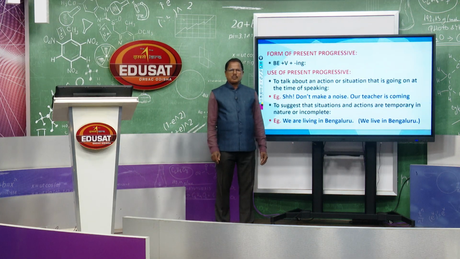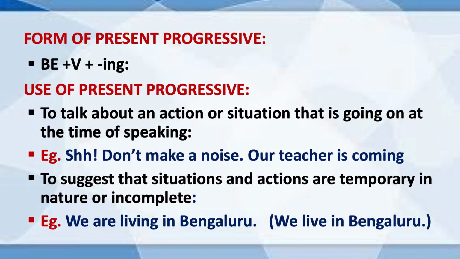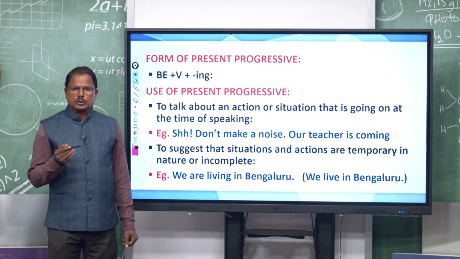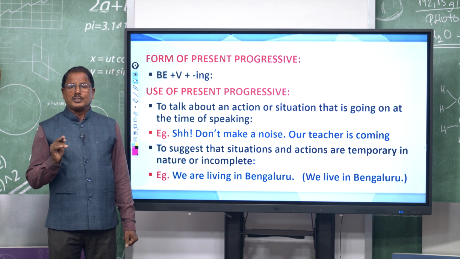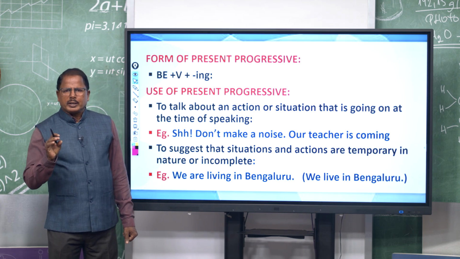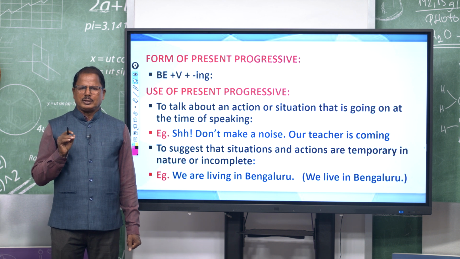You see the form of present progressive, be plus ing, be verb plus verb, that means be verb means is, am, are, was, were, these are be verbs, right, and verb plus ing. So, we use present progressive to talk about an action or situation that is going on at the time of speaking. Don't make a noise, our teacher is coming, right?